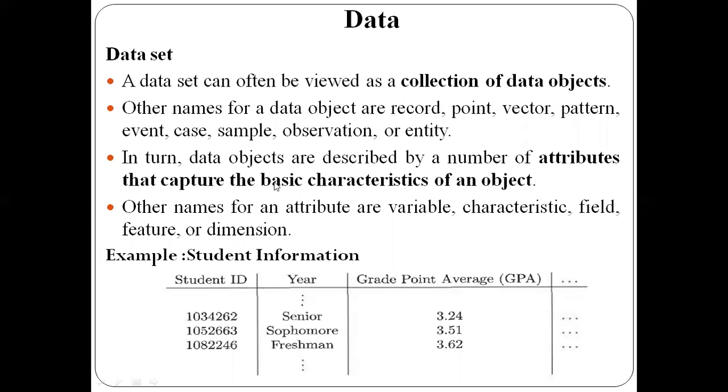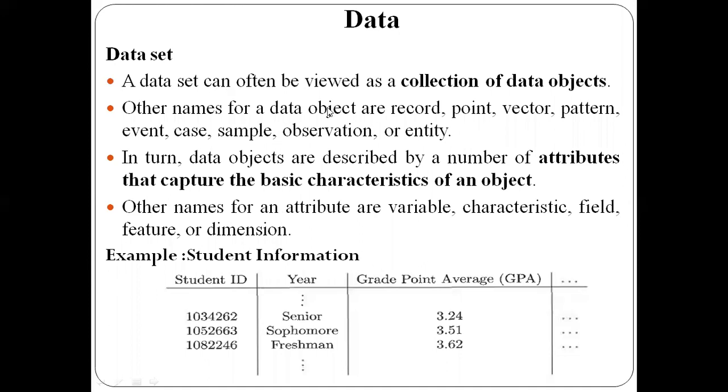Apart from this, these data objects have some features or characteristics which further describe them. Those characteristics or features are called the attributes of the data objects. So data objects are described by a number of attributes. These attributes describe the characteristics of the object. An attribute is also called a variable, characteristic, field, feature, or dimension. Just try to remember the definitions here. Don't bother much about the other details.